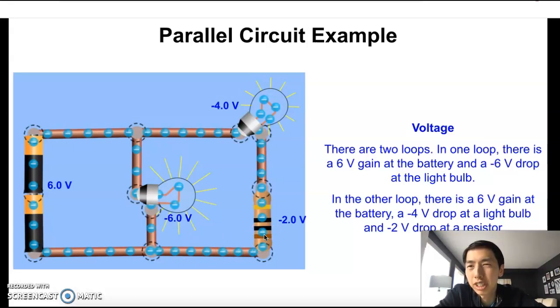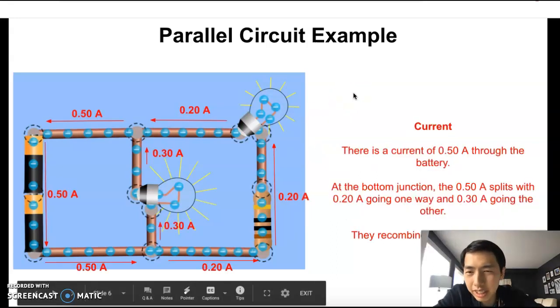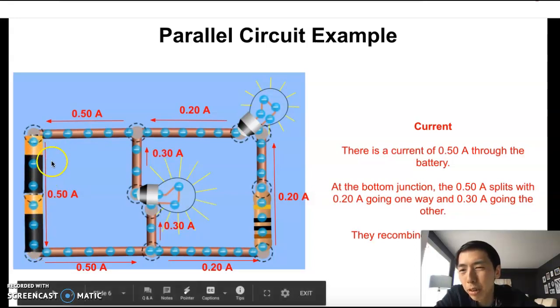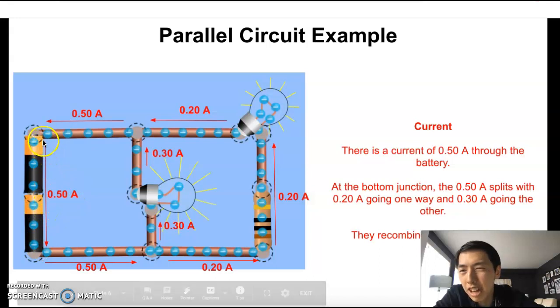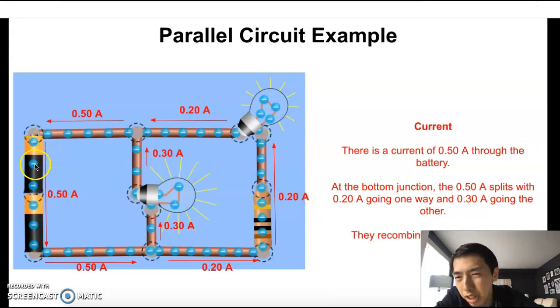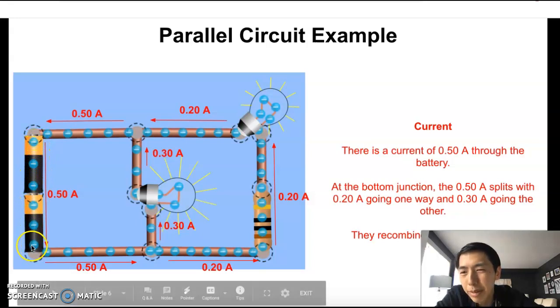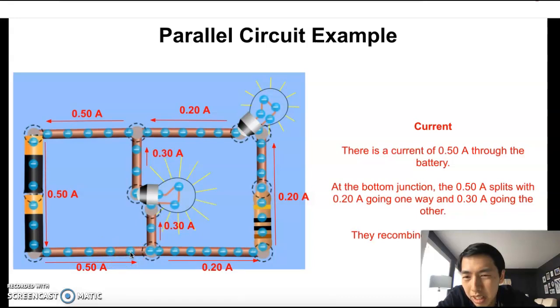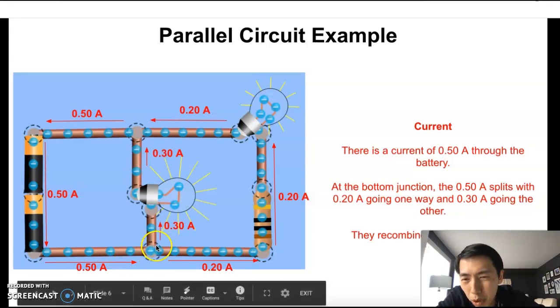In this parallel circuit. Now current. Current, the diagram looks kind of complicated here. So I'll start at the battery. So at the battery, the reading is 0.5 amps. Okay, I've labeled it at 0.5 amps. That's basically how fast the blue dots are moving across the batteries, and it's going to be the same speed when it turns a corner and going through this wire here. It's still at a speed or a current of 0.5 amps until it reaches this junction point.